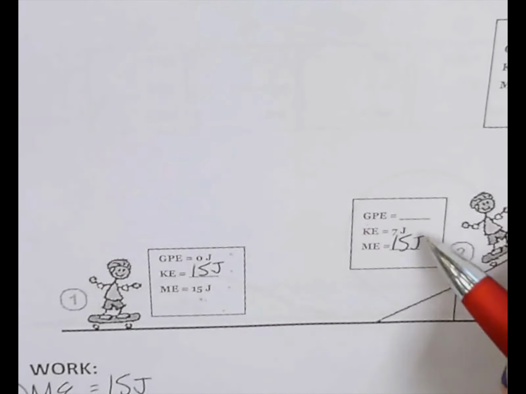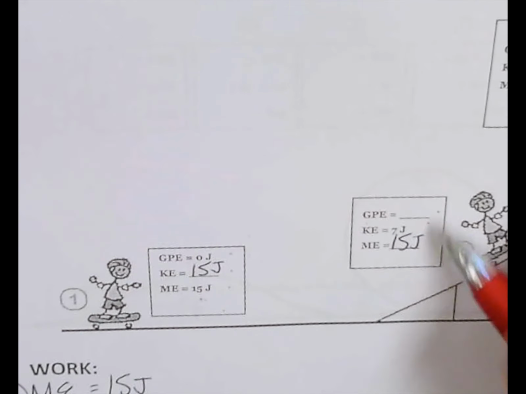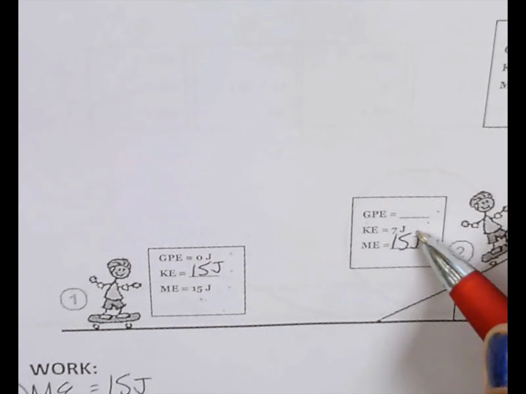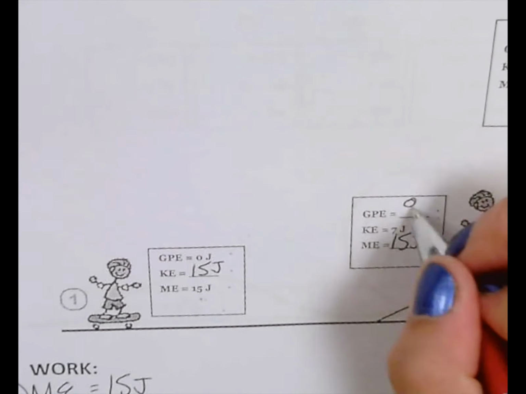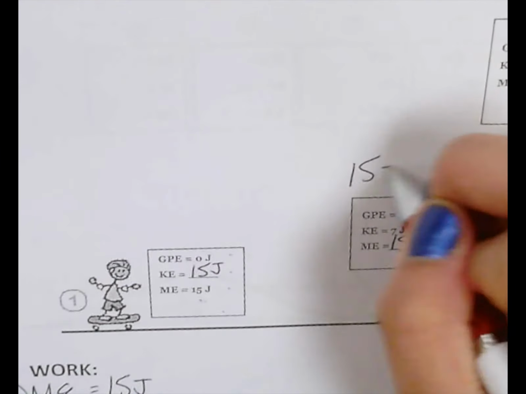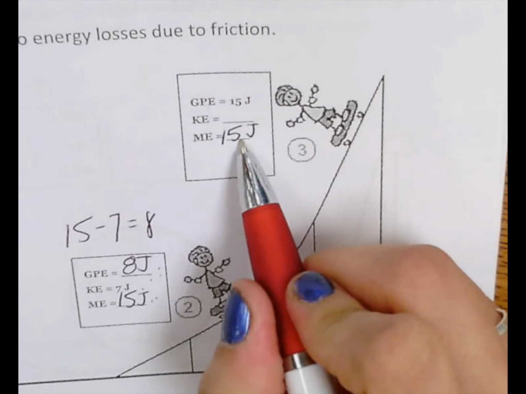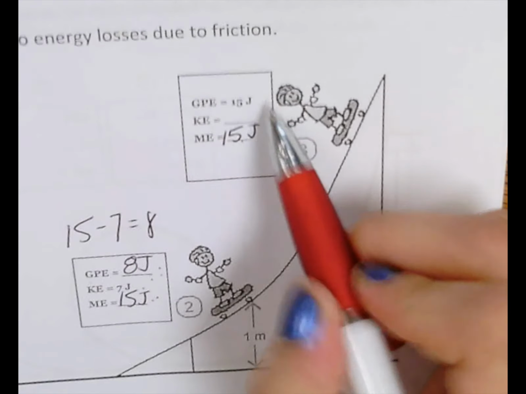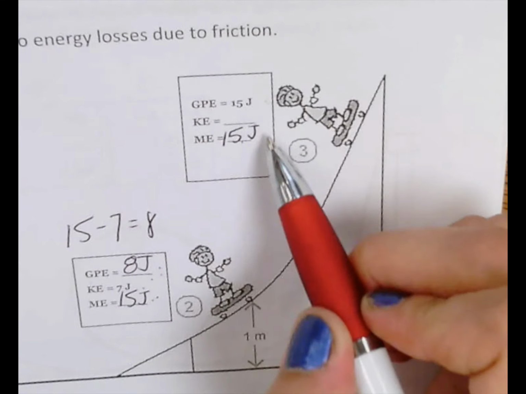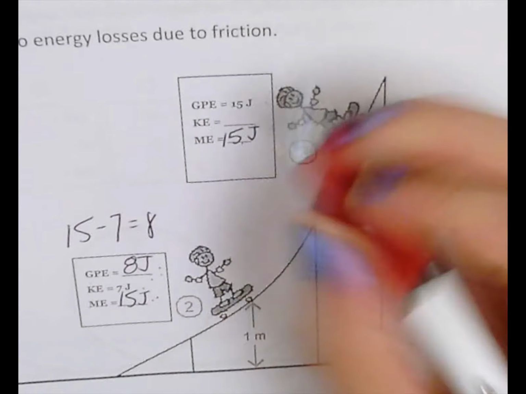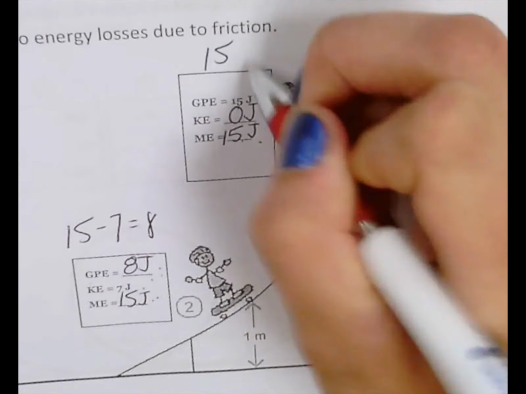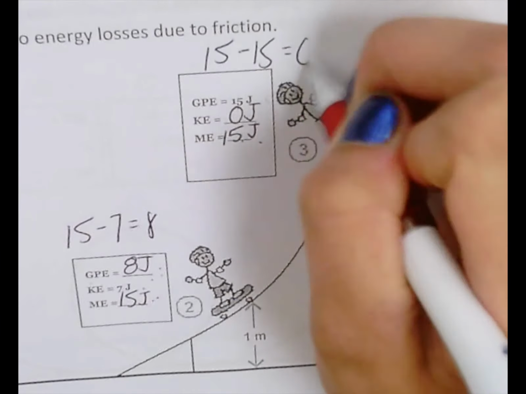So same idea. This plus this equals this. So 15 minus the kinetic energy, which is 7, gives us the potential energy, which is 8 joules. So 15 minus 7 equals 8. Last but not least, we already filled this in. Mechanical energy equals 15. He's got a lot of potential energy. If all the potential energy is equal to the mechanical energy, that means that the kinetic energy is going to be 0. So 15, which is the total mechanical, minus 15 is equal to 0.